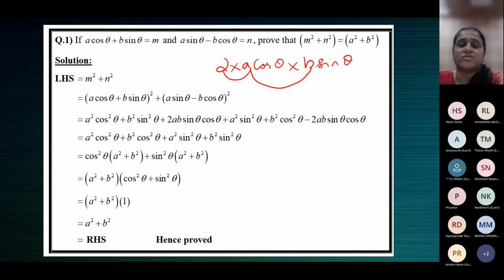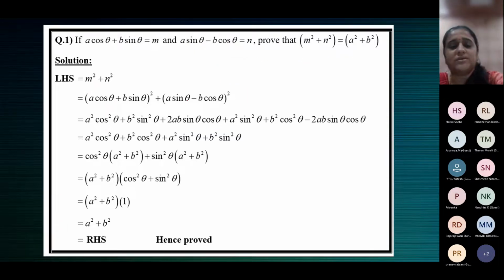So what will you get? 2AB sine theta cos theta. It's a product everywhere: 2 into A into cos theta into B into sine theta. So 2AB sine theta cos theta. Do the same thing for this one, except that it will be minus 2XY: X square plus Y square minus 2XY, because it is X minus Y the whole square. That's the first step. Then you can see plus 2AB sine theta cos theta minus 2AB sine theta cos theta gets cancelled.